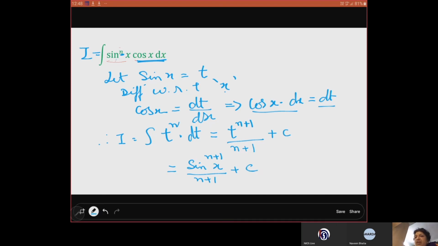So whenever you have a product of two functions, the first thing you're going to check is, can I find a function and its derivative present in the question? If so, then you take the function as t, the derivative will automatically become a part of the dt, right?